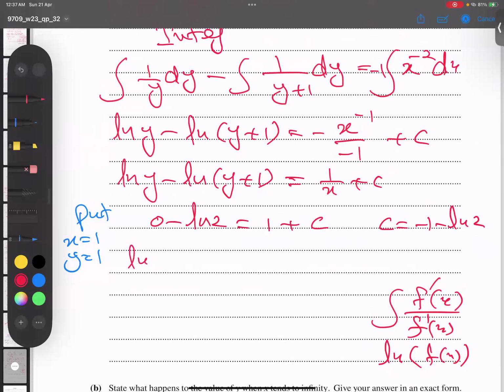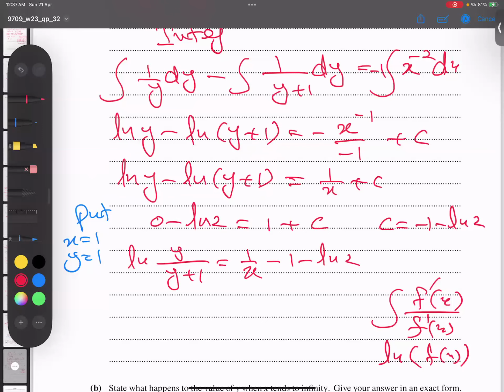So log of, okay, here I can divide, you know how? Because one value up, one down, because of the negative sign. So I'm writing it up and down like this. And 1 over x as it is, and C value -1, negative log of 2.